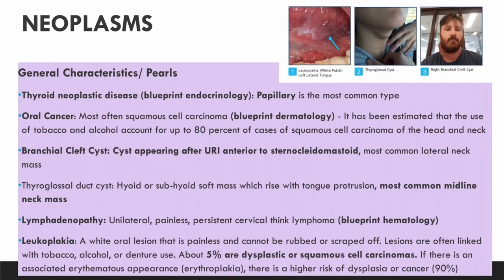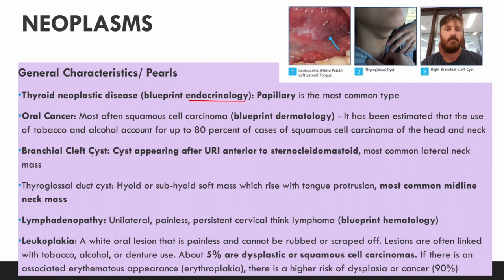Some other quick neoplasms to mention: because it's EENT, we include the neck. There's thyroid disease. Remember, papillary is more common, but we learned about this in endocrinology, so we're just going to leave it at that. As far as oral cancers, the most commonly seen oral cancer would be squamous cell carcinoma, which y'all covered in derm. And of course, tobacco and alcohol are risk factors for developing squamous cell carcinoma.